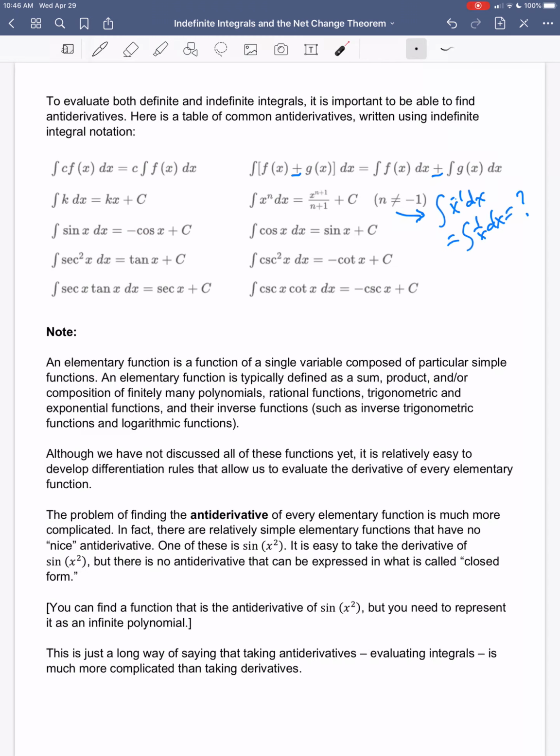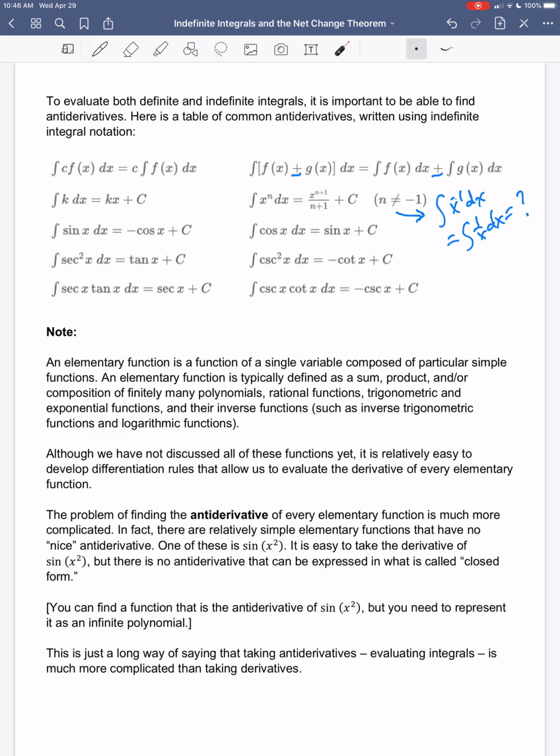So again, the derivative of tangent was secant squared, so the antiderivative of secant squared is just tangent. The derivative of cotangent was negative cosecant squared, so if I take the antiderivative of cosecant squared, it's negative cotangent, right? Those signs have to be reversed. And then the same thing here. The derivative of secant is secant tangent. The derivative of cosecant would be negative cosecant cotangent. So I've got these anti-differentiation rules, these antiderivatives here.